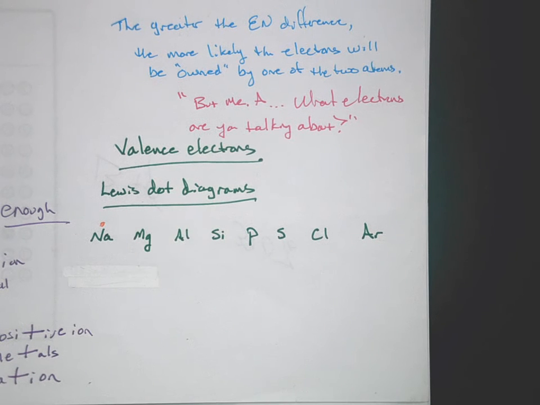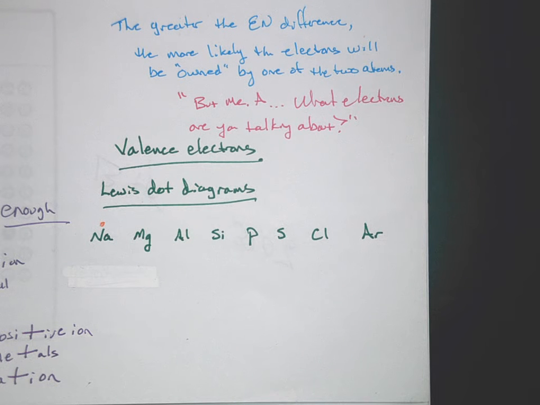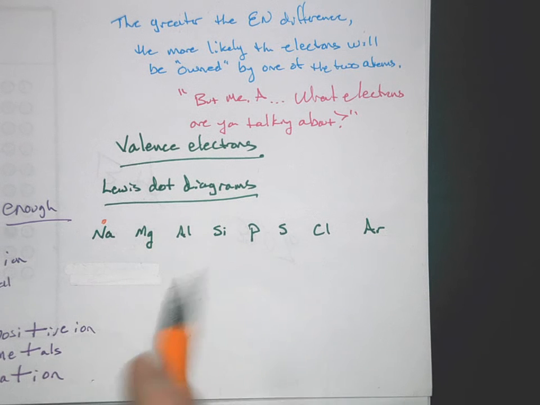This one does not have to go on the top. It can go north, south, east, or west. It doesn't matter. Just pick a side. All right. It's a dot. This is a Lewis dot diagram. So we are drawing a dot, and the dot represents the electron. Now, sodium has 1.